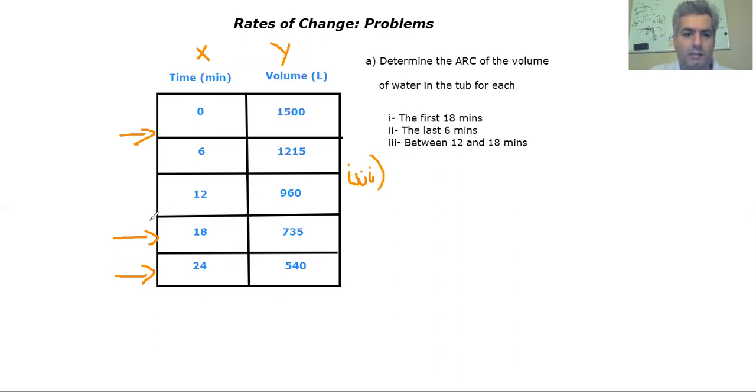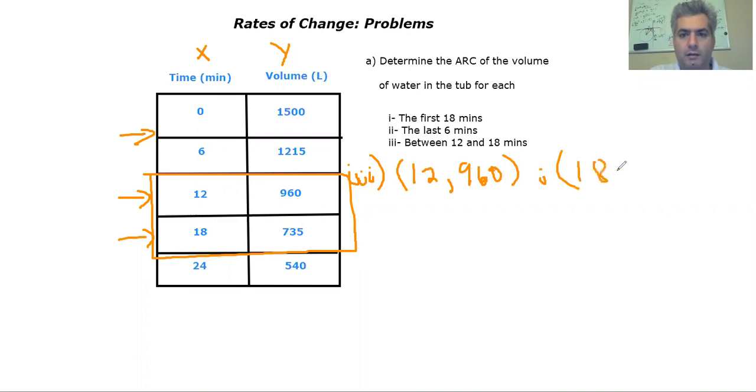Between 12 and 18 minutes. So 12 minutes, it's very obvious it's here. This is 12, this is 18. So we want to cover this interval between 12 and 18 minutes. As usual, we're going to determine the coordinates, give the coordinates for the x and y axis. In this case, the first one is 12, 960. The second is 18, 735. And we can identify again the x1, y1 coordinates.